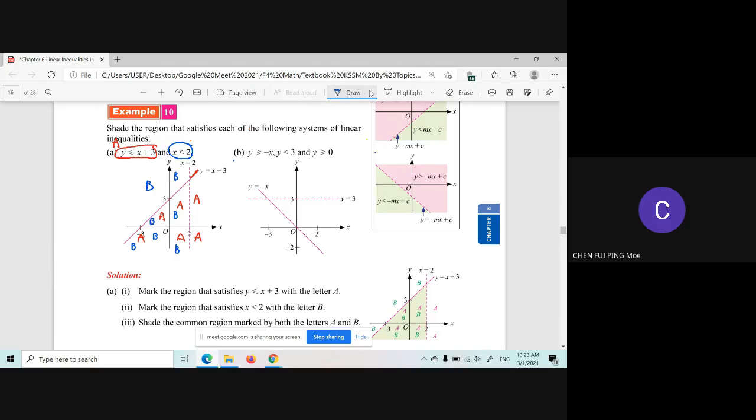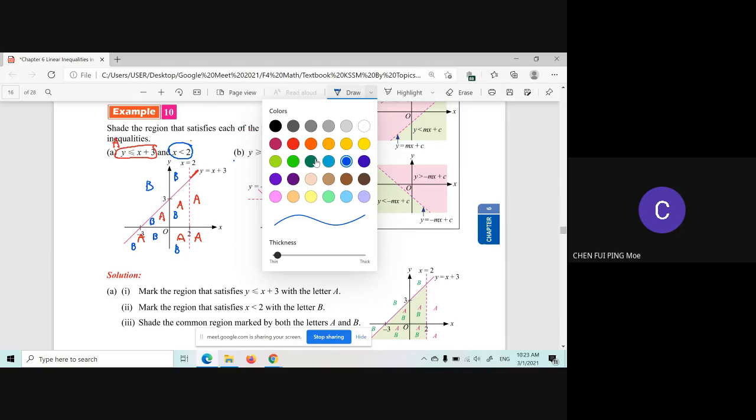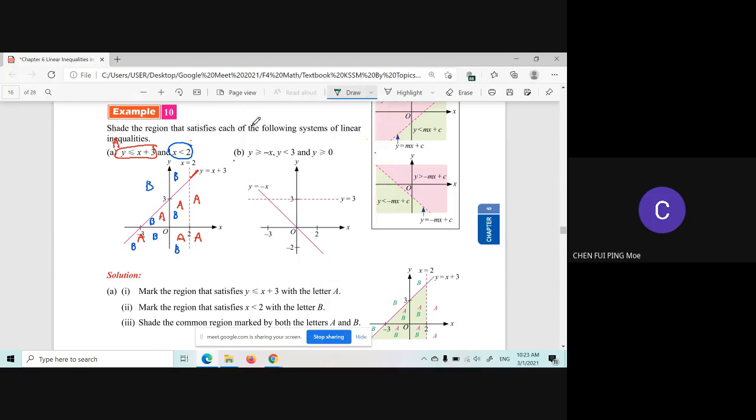So where is your answer? Your answer is at the part where A and B meet together. Ada nampak A, B, A, B, A, B, A, B? So semua ini ialah jawapan kamu. Shade the region. This region is satisfied. Can you understand? And then second one, buat benda yang sama. First one is A.